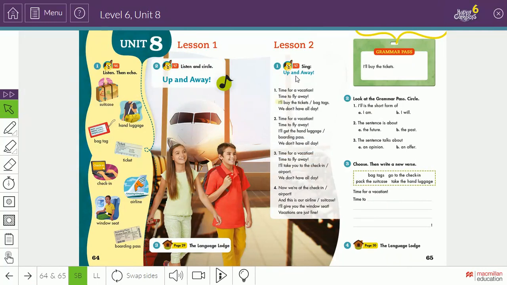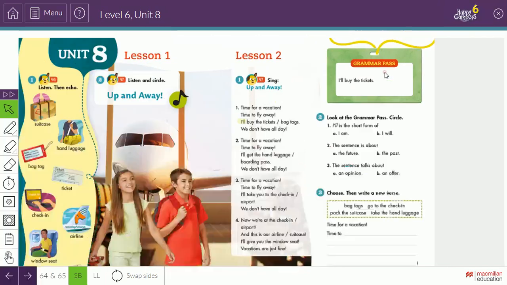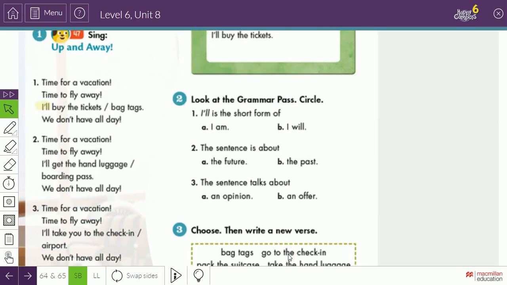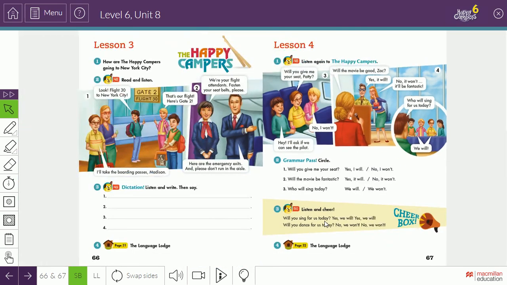Then we sang the song Up and Away. Then we moved to lesson two. In lesson two, we learned how to talk about the future using I'll buy the tickets. I'll is the abbreviation of I will, the short form of I will. I will travel to America. I'll travel to Canada. I'll buy a new hand luggage. Okay, I'll.